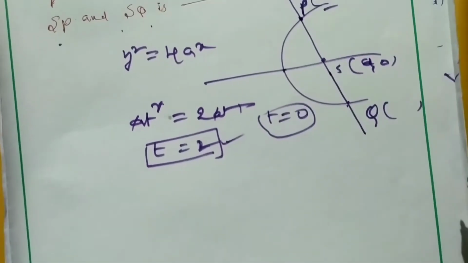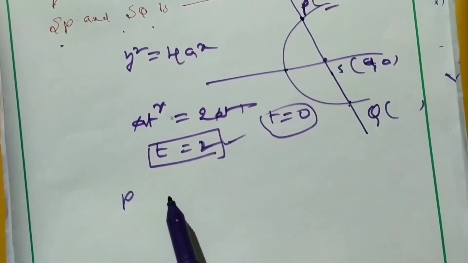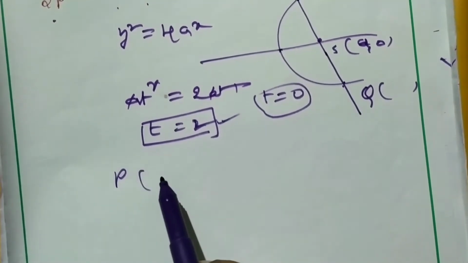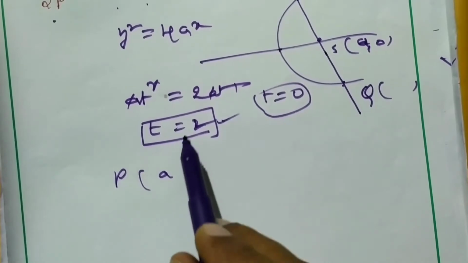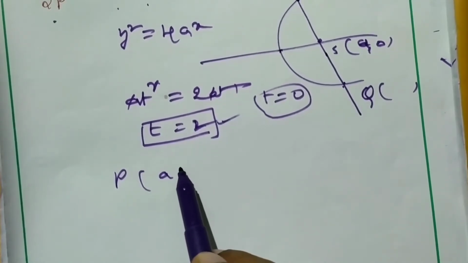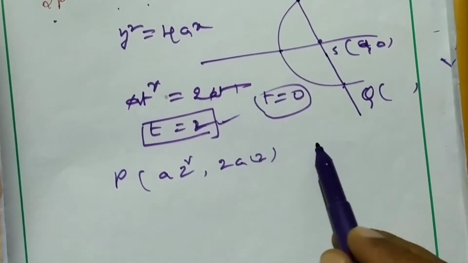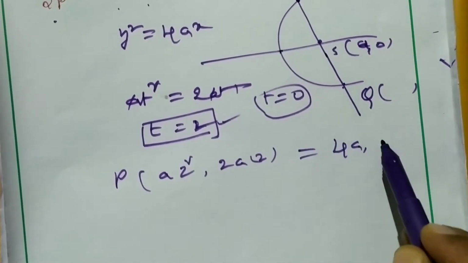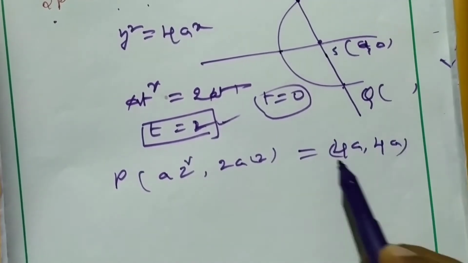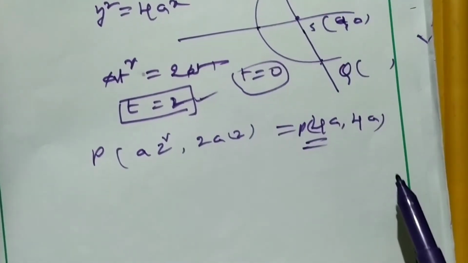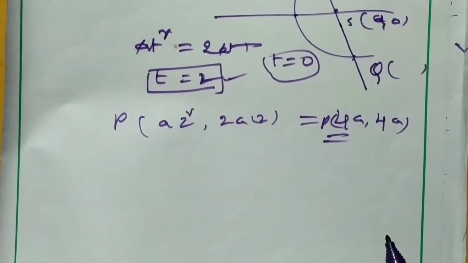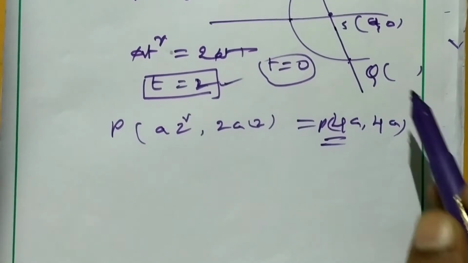So for t is equal to 2, what about P? P is a into t square, that is a into 2 square, comma 2a into 2, that is equal to 4a comma 4a. P has coordinates 4a comma 4a. So let's try to find Q.